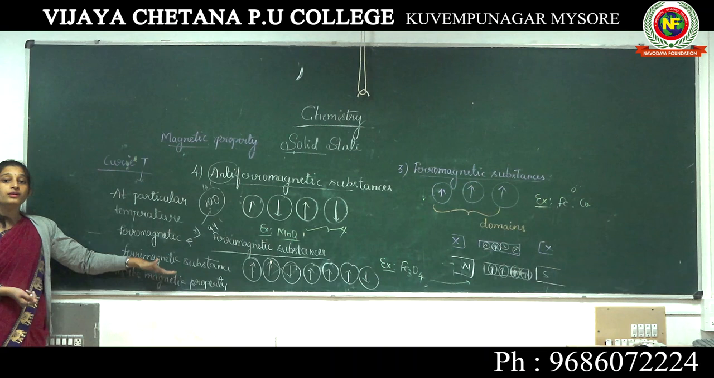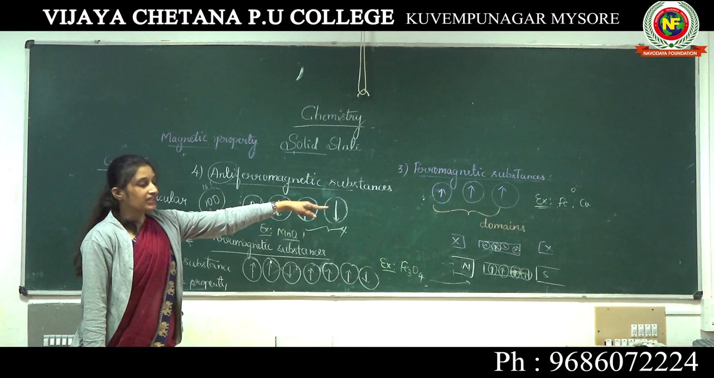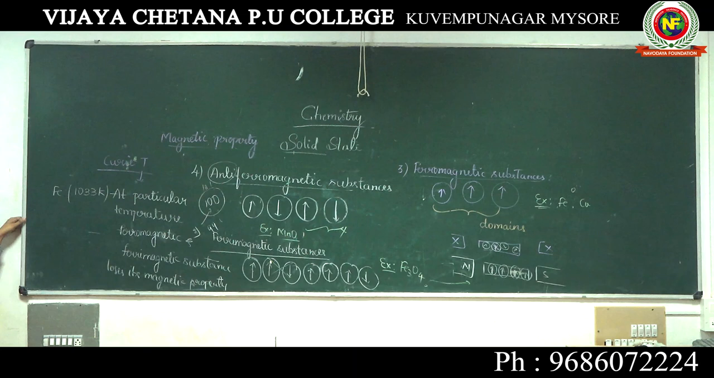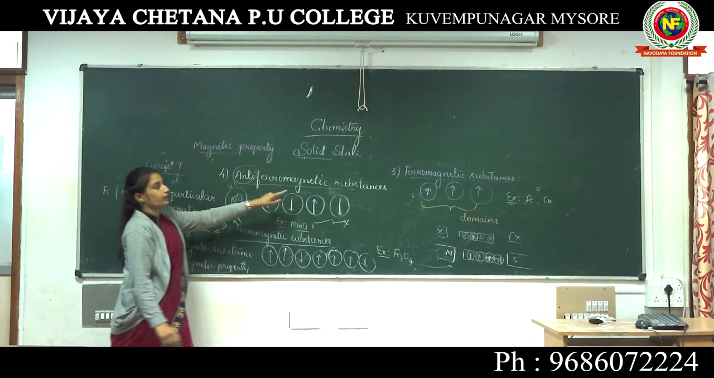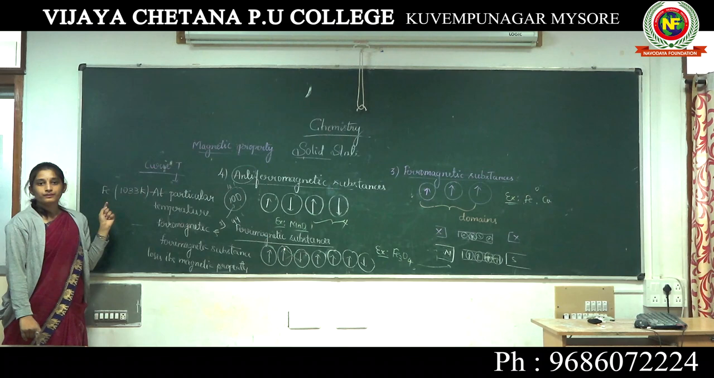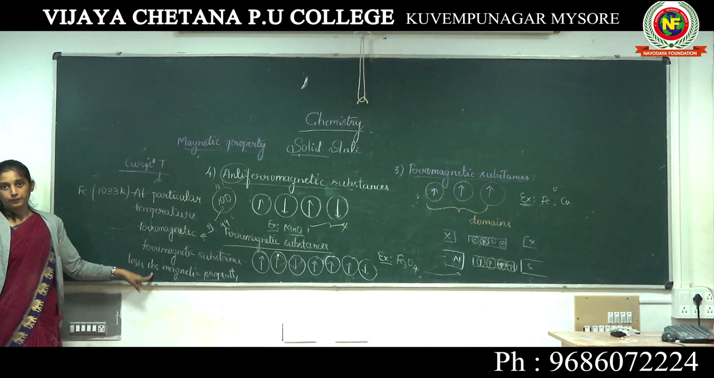Ferromagnetic, what example I gave, that is Fe, iron. Iron at 1033 Kelvin. Up to here, it will show the magnetic property. What type of magnetic property? Ferromagnetic property. But once it crosses 1033 Kelvin, it will lose its magnetic property.